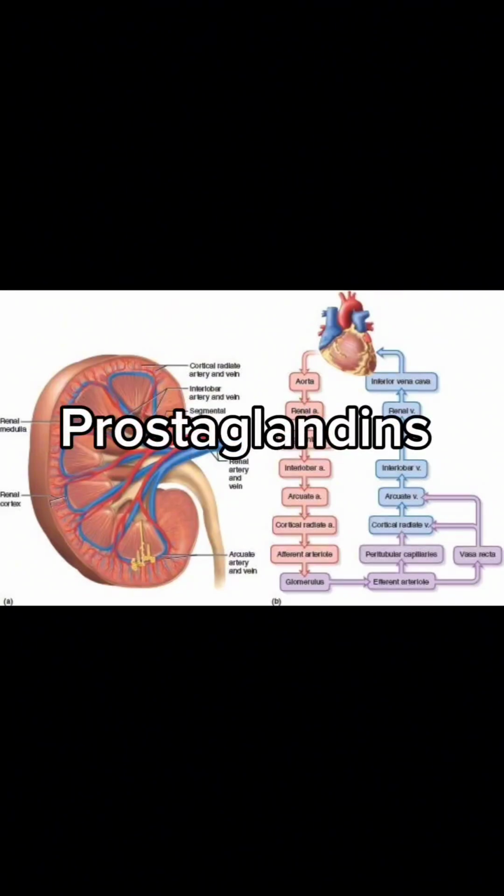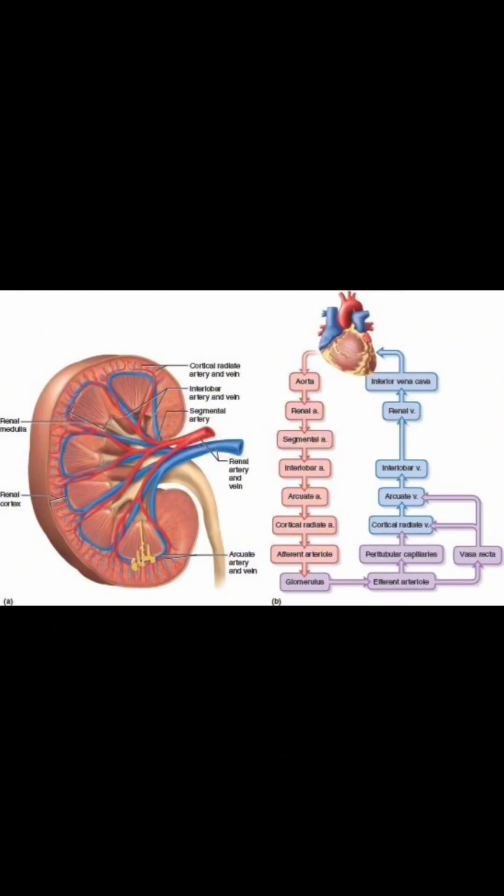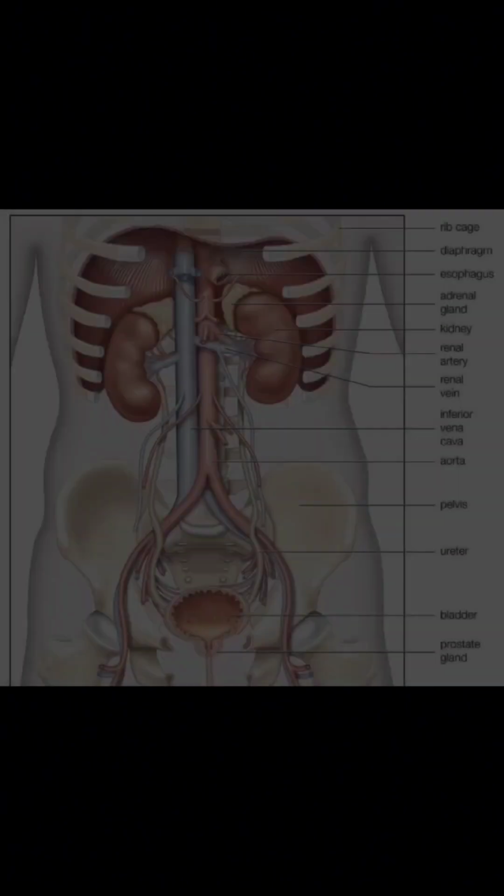Prostaglandins. Some of these prostaglandins are dilators, like prostaglandin I2, and some of them are constrictors, like thromboxane A2. And that's why chronic use of aspirin decreases renal blood flow and may contribute to acute renal injury. Aspirin inhibits the synthesis of prostaglandins that are important for vasodilation, thus leading to a lower renal blood flow.